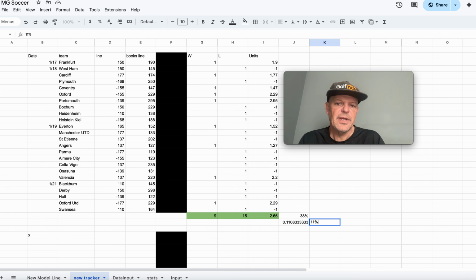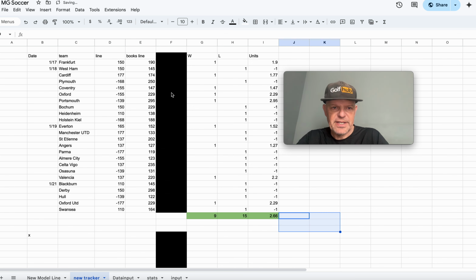Now, the premise of this video is showing you how you can use one function inside Google Sheets to make your sports betting models profitable. Obviously, I can't show what's blacked out here. That's part of the model. But what I'm going to do is arrange these matches from teams that have the highest line via my model to the lowest line. And here's how you do that.